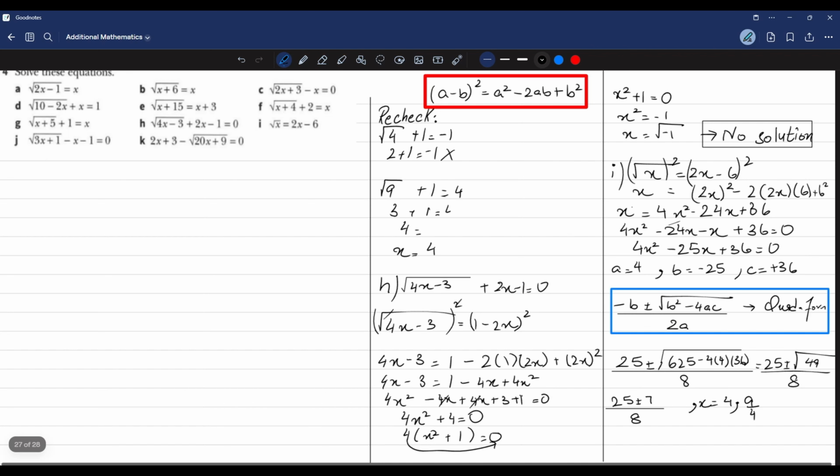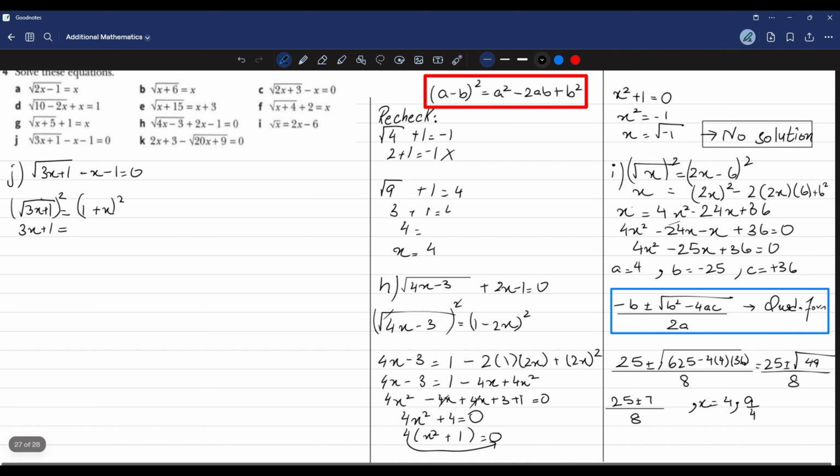Okay, for part J, we have got √(3x + 1) + 1 − x − 1 = 0. This one is relatively simple. And how is that? That is because √(3x + 1) is equal to positive 1 + x. Now simplify this, because you're going to square both sides.